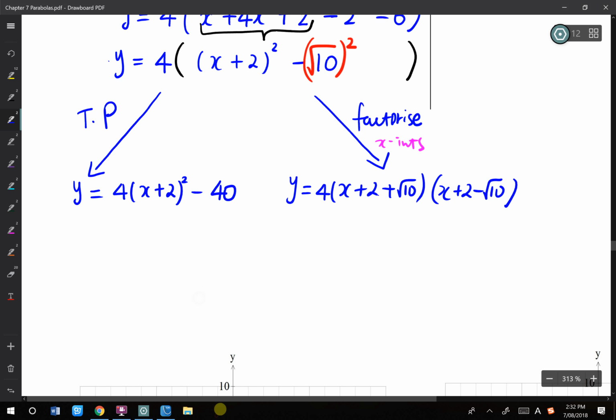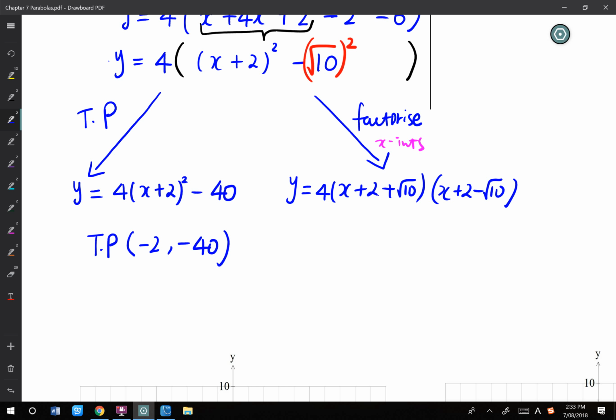So what's the turning point? Negative 2, negative 40. Can you see the turning point is not negative 10, it's negative 40. You need to expand it and then see the y value of the turning point.